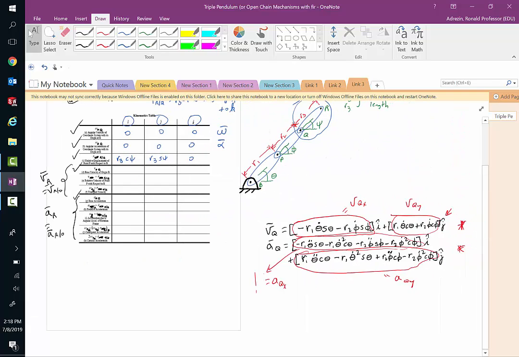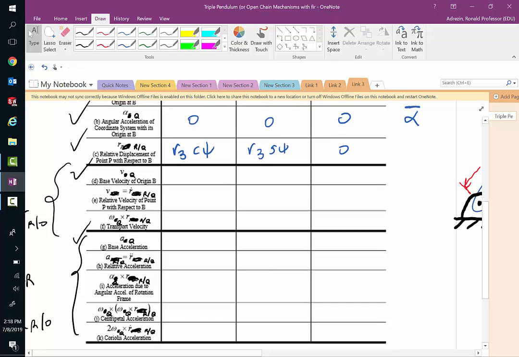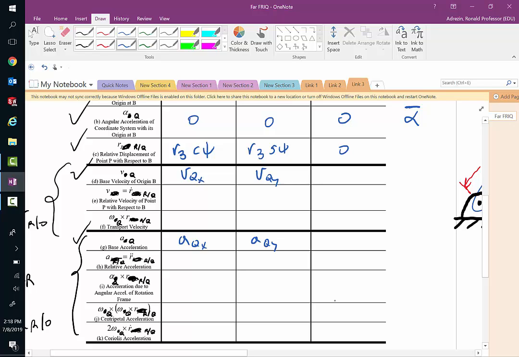So it becomes a bookkeeping exercise. Let me zoom in here a little bit. So this is VQX, so just that stuff we just had. This is VQY. This is AQX, and this is AQY.